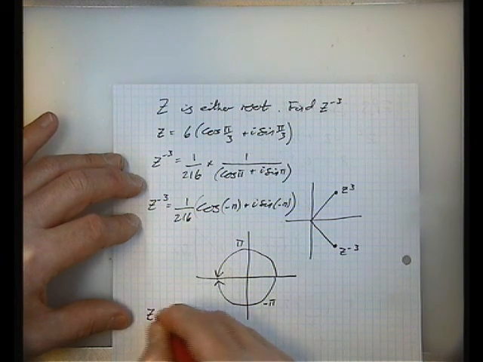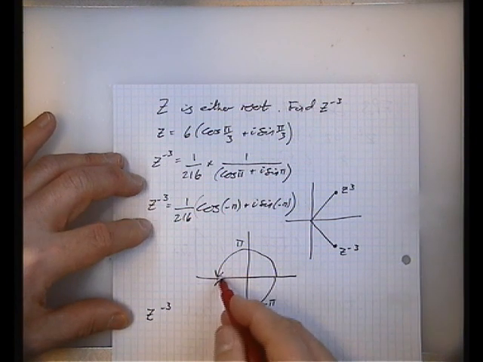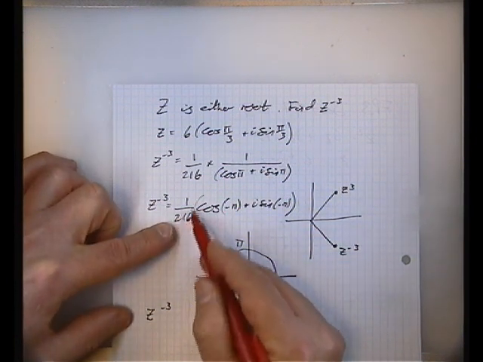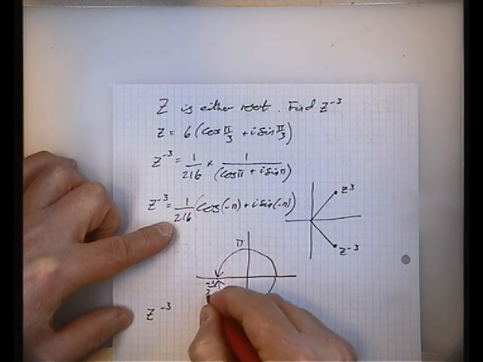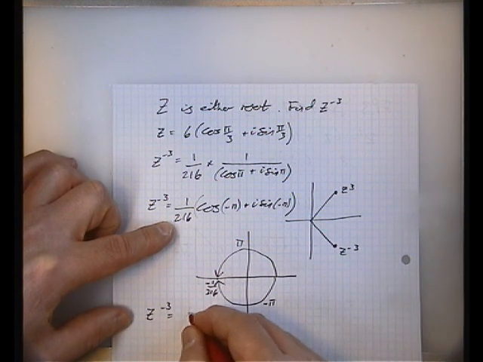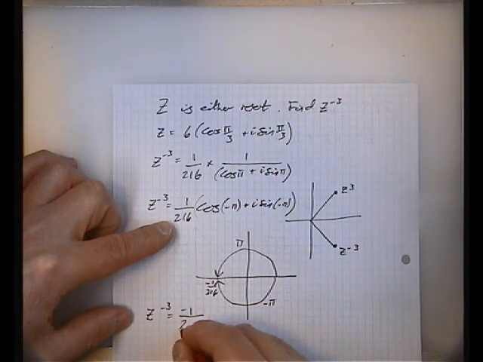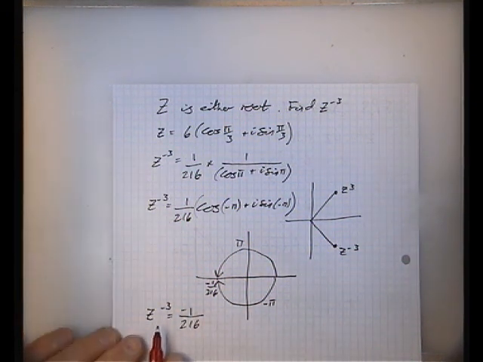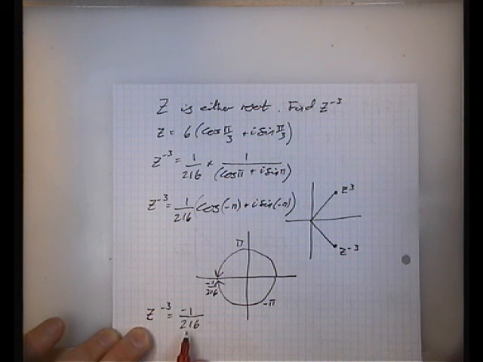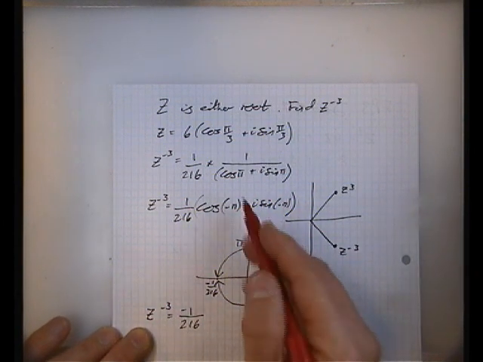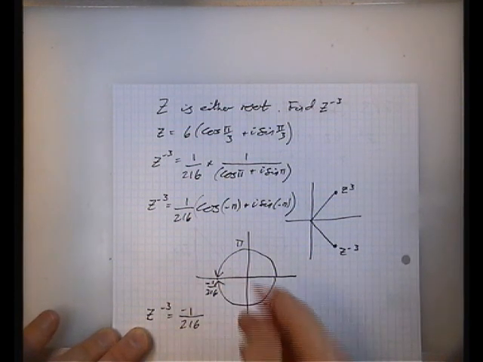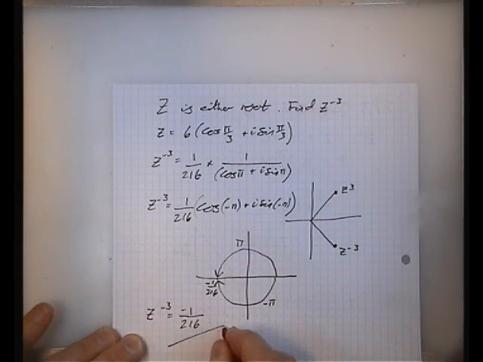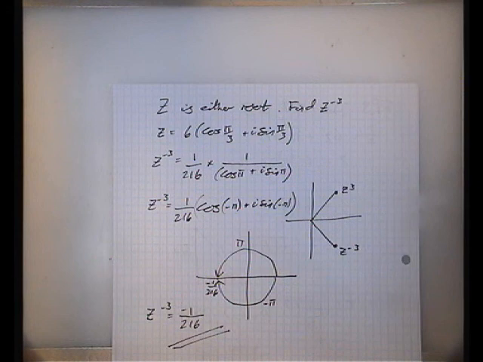So in fact, the argument here is minus 1 over 216. So the final answer to z to the minus 3 is simply minus 1 over 216, because that argument minus pi takes us all the way around to the negative real axis. And that is the end of question 3.